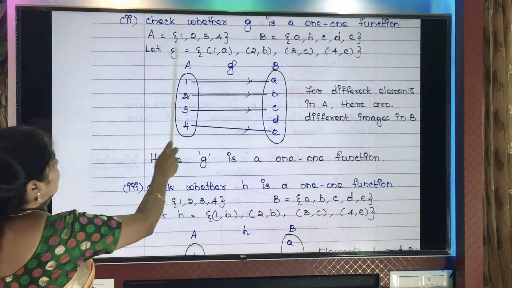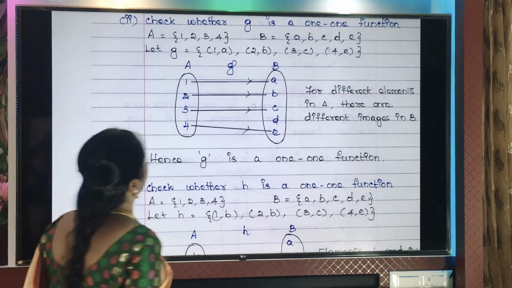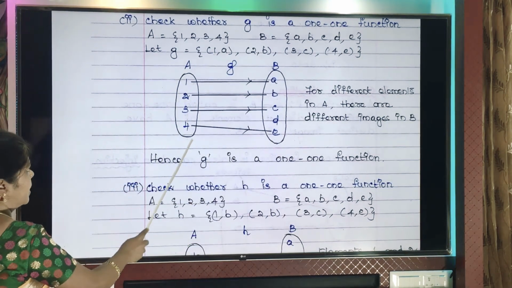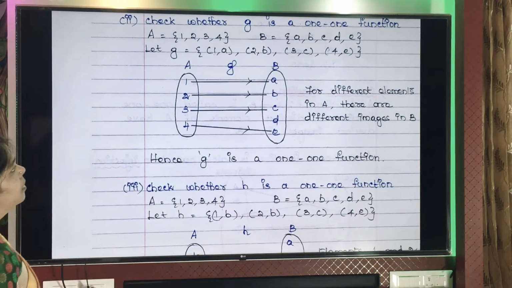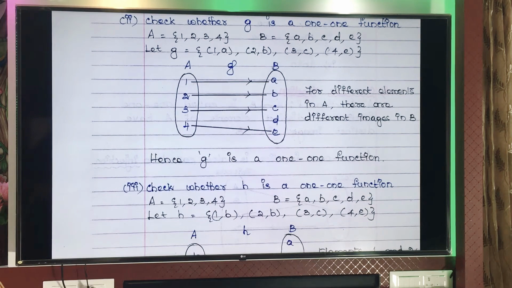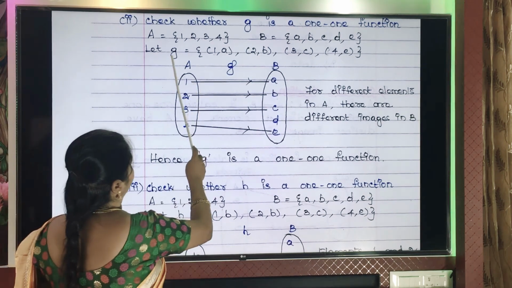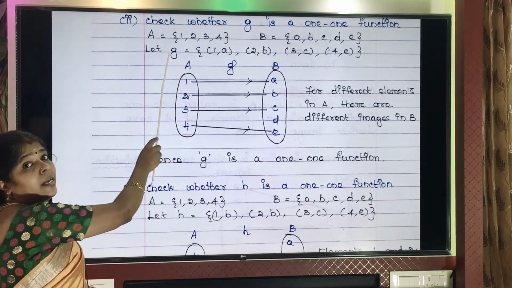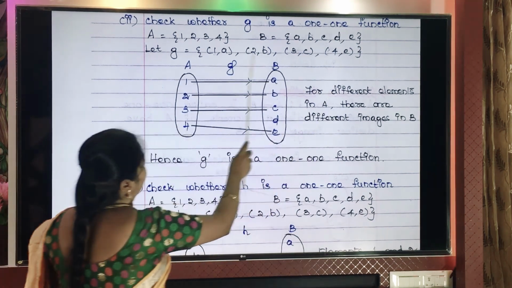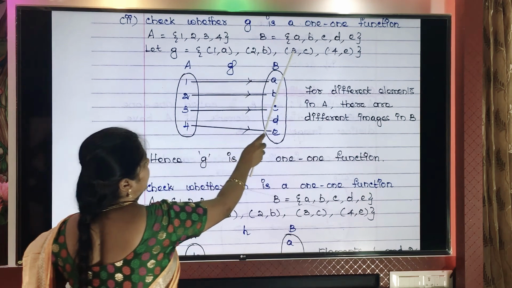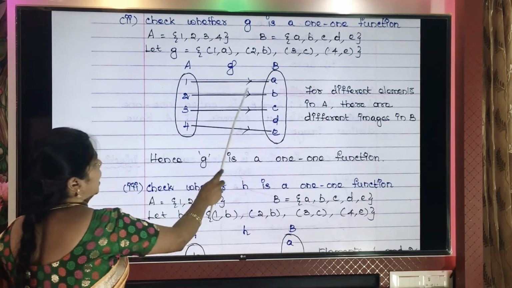Number 2. Check whether g is a one-to-one function. Again, write the elements of set A on your left hand side and set B on your right hand side. Now, the function is denoted by the letter g, children. And what is the collection given in the function? 1A, 2B, 3C, 4E. So, start mapping.